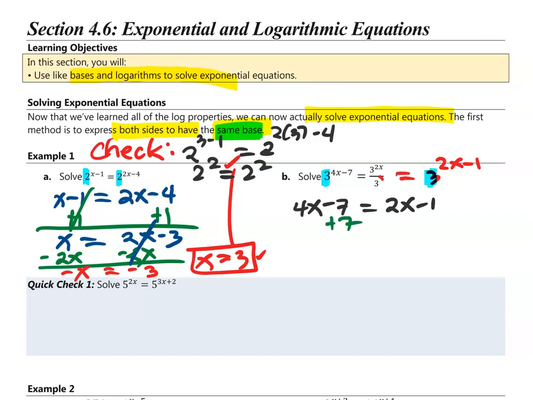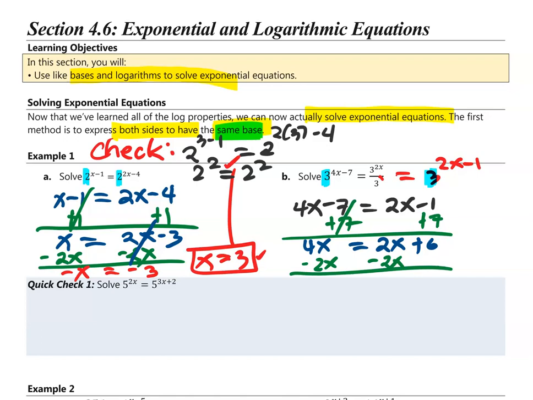So if we add 7 to both sides, 4x is equal to 2x plus 6, and then subtract 2x. 4x minus 2x is 2x, equals 6. So again, when we divide by 2, x is equal to 3.